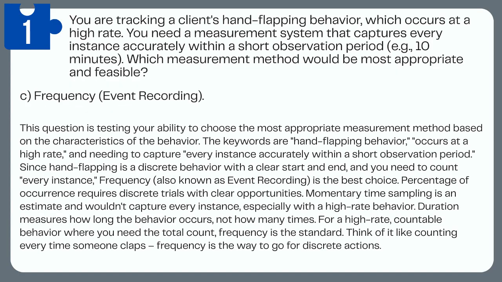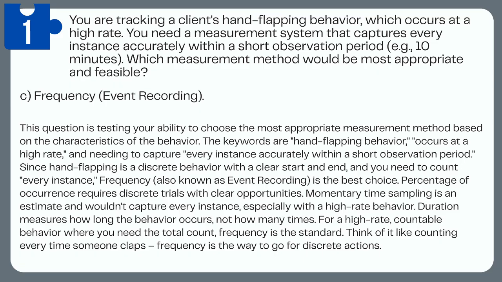Frequency. Event recording. This question is testing your ability to choose the most appropriate measurement method based on the characteristics of the behavior. The keywords are hand flapping behavior, occurs at a high rate, and needing to capture every instance accurately within a short observation period. Since hand flapping is a discrete behavior with a clear start and end, and you need to count every instance, frequency, also known as event recording, is the best choice.